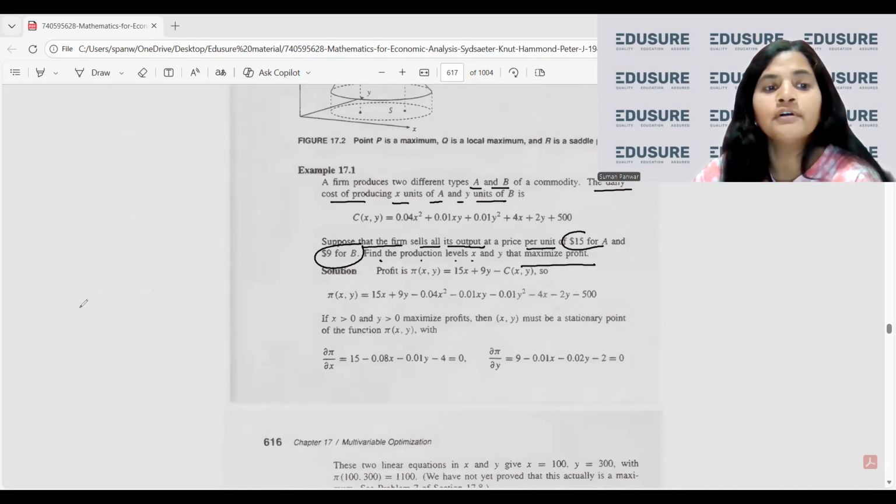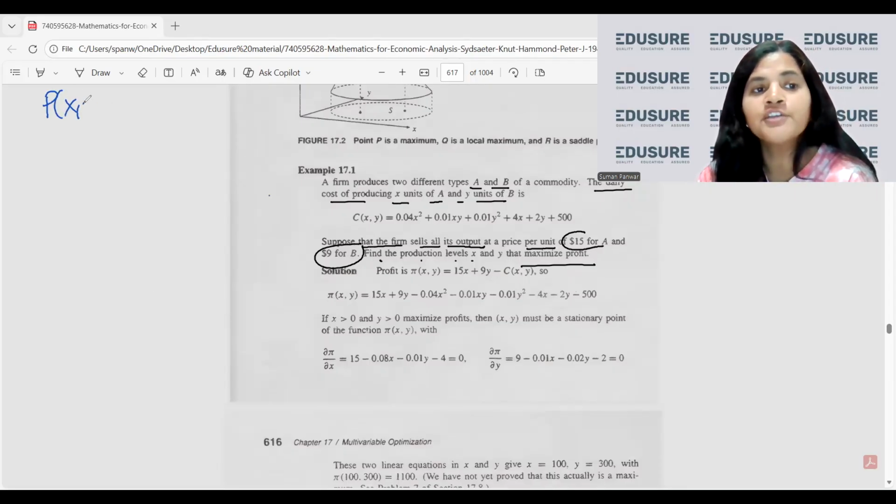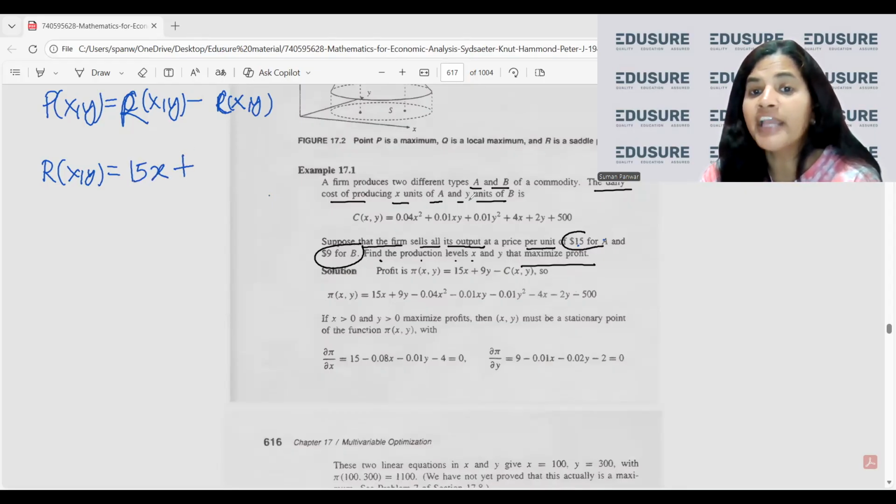So before understanding the problem, understand what the profit function is. The profit function is always the revenue function minus the cost function, because for profit, I want my revenue to be greater than the cost function. Now the cost function is given to us, and what is the revenue function? The selling price for A is 15 per unit, so 15x, where x is the number of units of A. And the selling price for B is 9 per unit, so the total will be 9y.